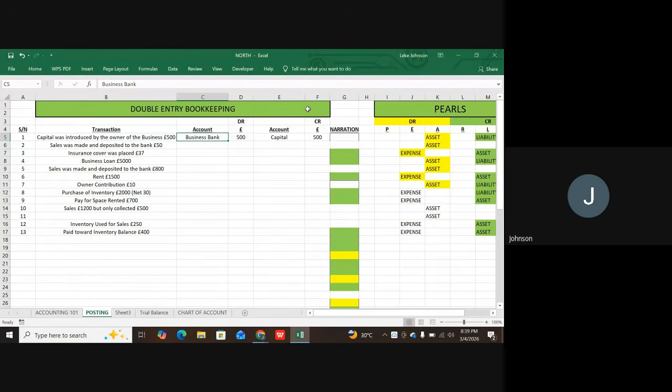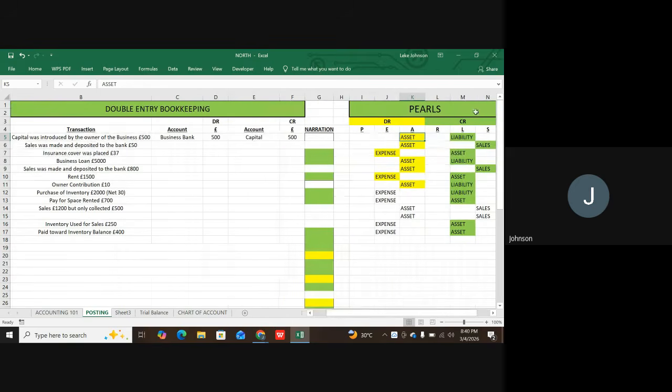If you check to the right here, you see that the business bank asset account has increased by 500, and then the liability account also has 500. So 2 accounts have been affected. On the debit side, you are going to have purchases, expenses, and assets. They are all debited. Then on the credit side, you're going to have revenue, liability, and sales. So let's go to the next one.